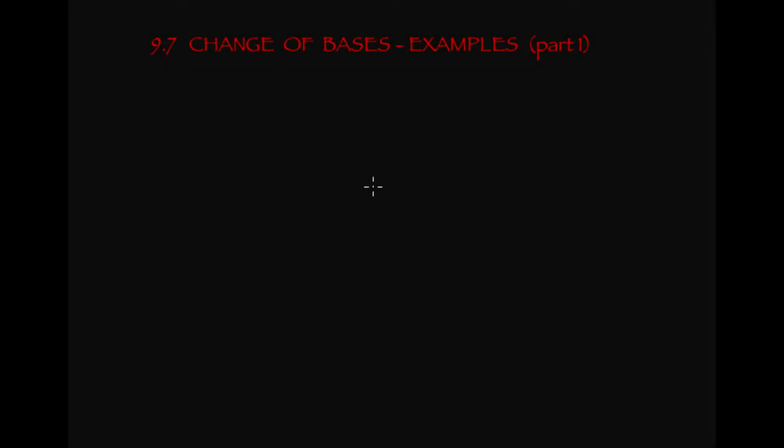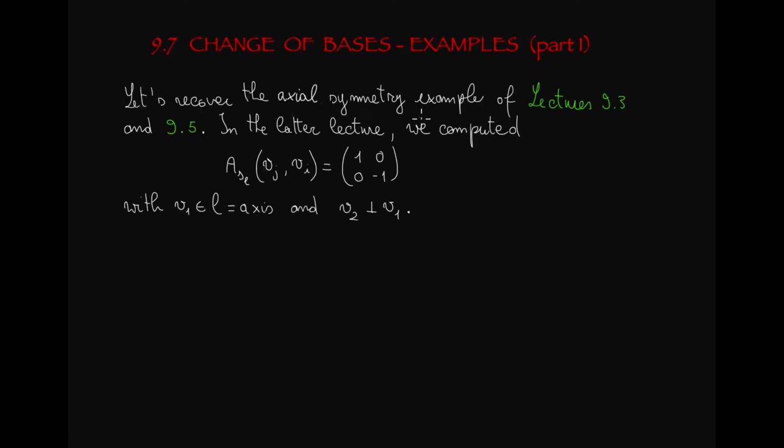With this, we will start a two-part series of lectures covering the change of bases in explicit form and with examples. Let's recover the axial symmetry example of lectures 9.3 and 9.5. In the latter lecture, we computed the associated matrix with respect of Vj and Vi, where Vj and Vi were purposely chosen in order to form a basis of the domain.